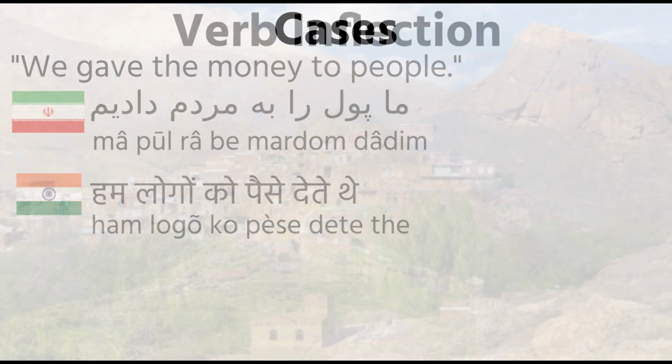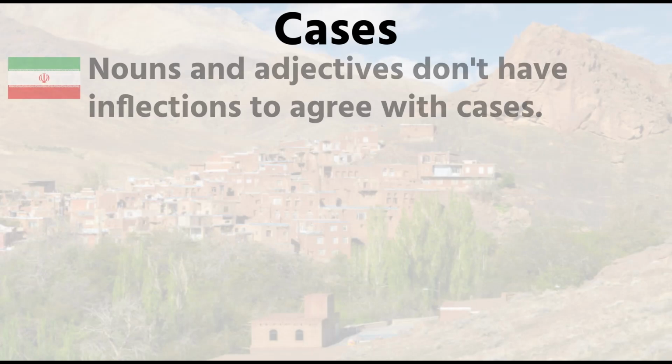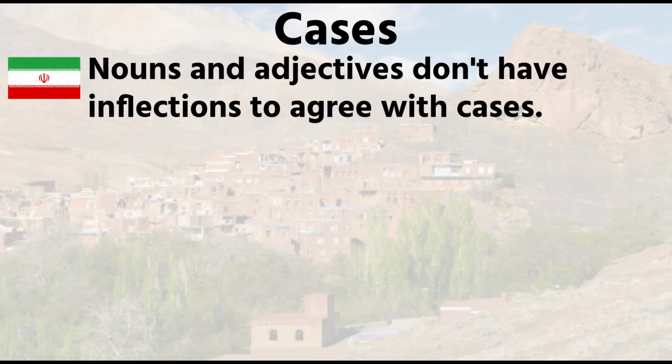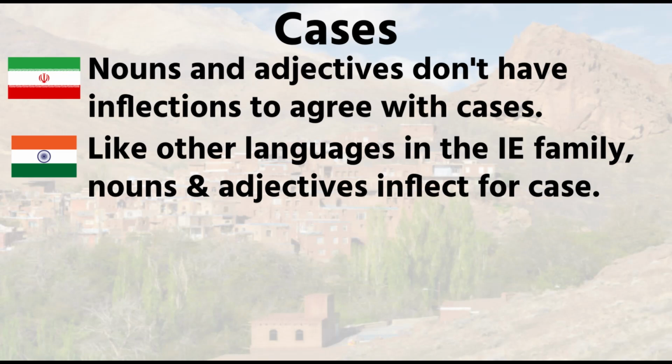I should also take this moment to talk about cases. In Persian, nouns and adjectives don't have inflections to agree with cases. Prepositions and postpositions are used to show those, while in Hindi, like other languages in the Indo-European family, nouns and adjectives do inflect for case.